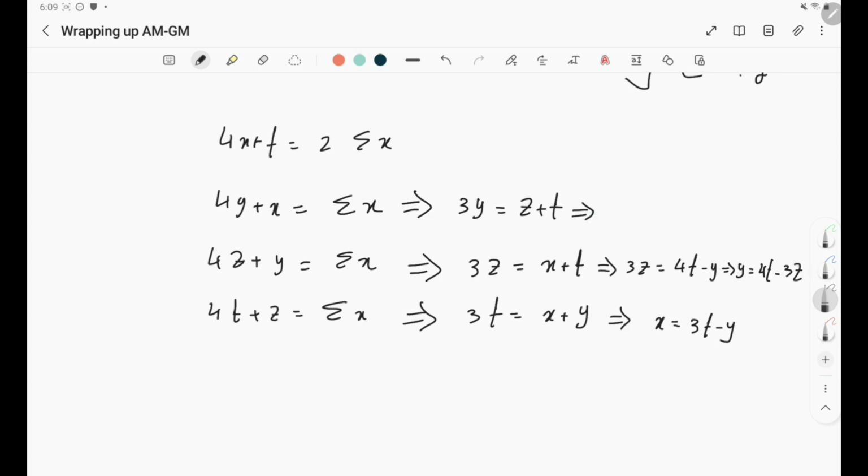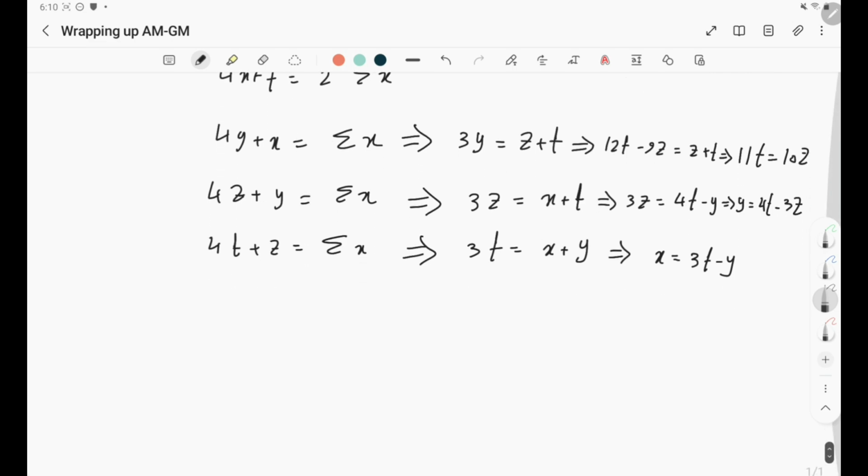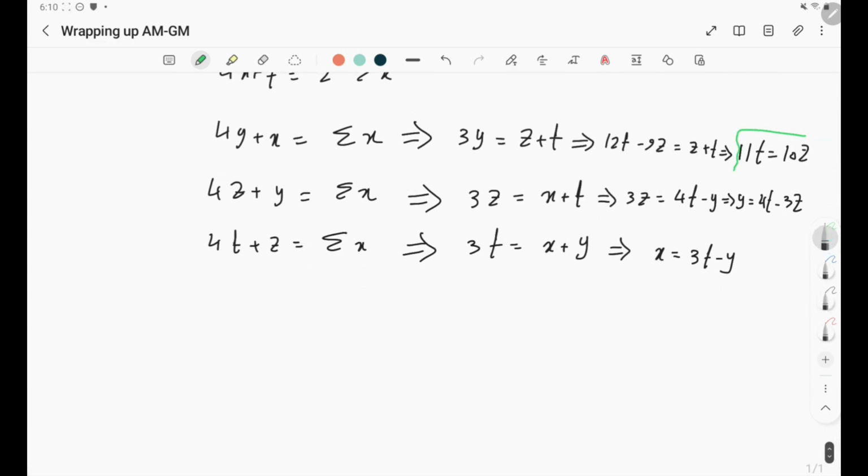And hence now I'll just substitute here everything. So I'll substitute y. Okay, let's just substitute y for now. So we'll get 3 times 4 is 12t minus 9z is equal to z plus t, and hence 11t is equal to 10z. Alright, so we got this. 11t is 10z. And of course we can express x and y in terms of these as well.